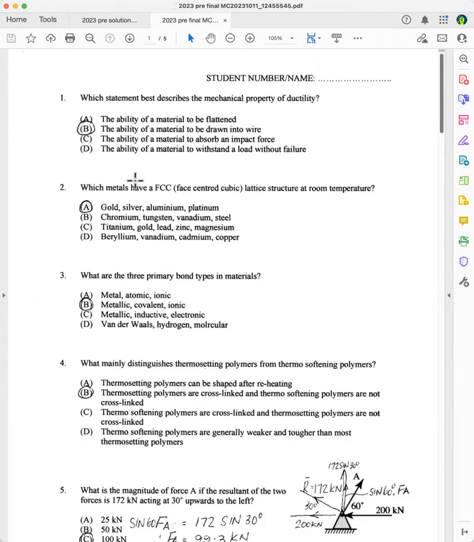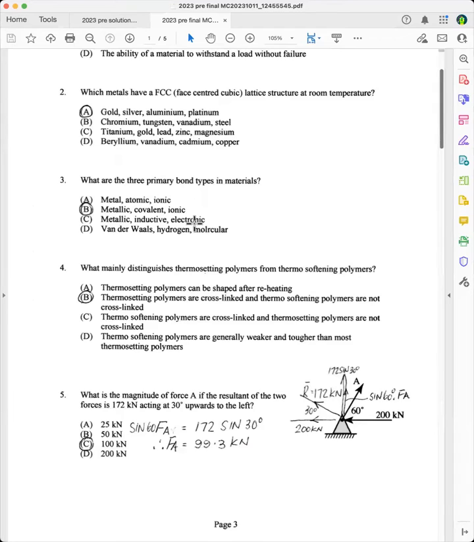Question 2, which metals have a face-centered cubic lattice structure at room temperature? You have to eliminate those from the other alternatives that obviously don't have a face-centered cubic. For example, tungsten here and titanium and vanadium here. And so all of these in A have a face-centered cubic structure. So gold, silver, aluminium, and platinum.